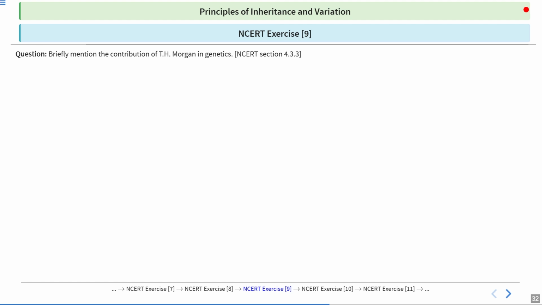So the question is, briefly mention the contribution of T.H. Morgan in genetics. So T.H. Morgan, he was experimenting on Drosophila. So he did experiments on Drosophila melanogaster, which is a model organism. Now, what was his contribution in genetics? Okay, for more information, you can read NCERT section 4.3.3. So what will be the answer for this question? So let's have a look at the answer now.